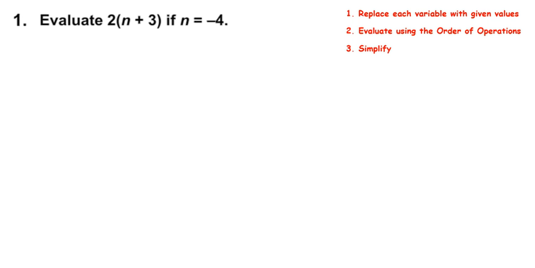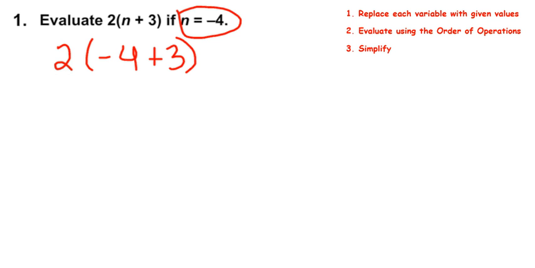Example 1. Evaluate 2 times the quantity n plus 3 if n equals negative 4. So our first step is that we are going to substitute negative 4 wherever we see an n, because this is our given value. So we're going to have 2 times the quantity negative 4 plus 3.